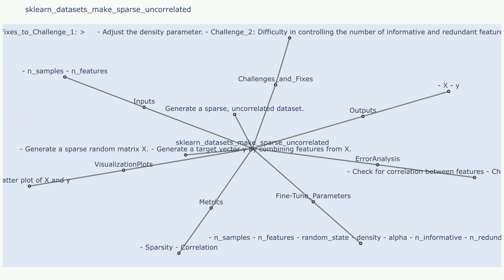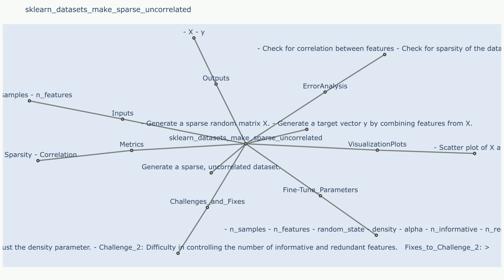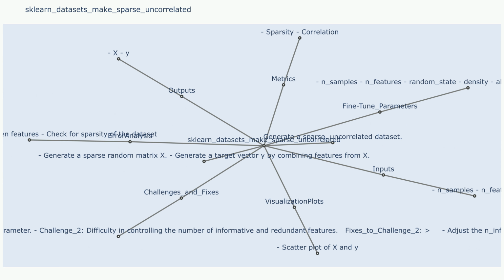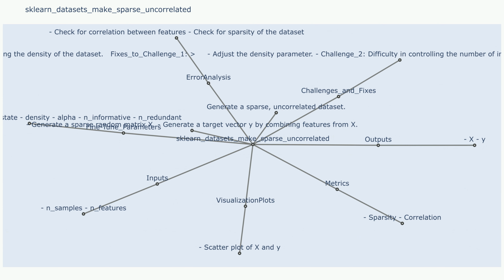Fine-tune parameters: density. This parameter controls the sparsity of the generated dataset. A higher value of density will result in a denser dataset. n_samples: this parameter controls the number of samples in the generated dataset. n_features: this parameter controls the number of features in the generated dataset. Uncertainty methods: none. Challenges and fixes.